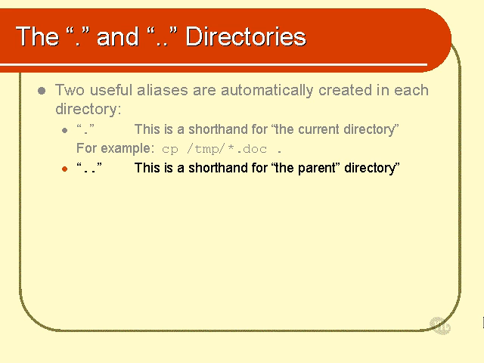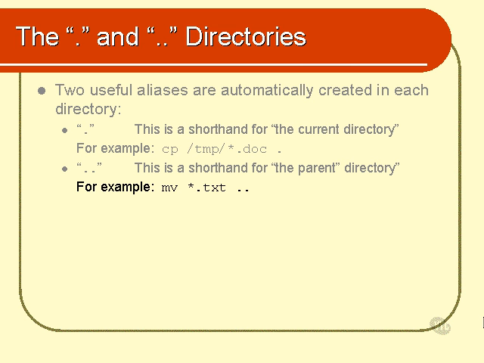Now, dot dot is a shorthand for the parent directory. The parent directory is the directory above this one on the tree, or closer to the root, if you like. The directory that contains this directory, the directory of which this one is a sub-branch. Why might we want a parent directory shortcut? Well, we could do the following.